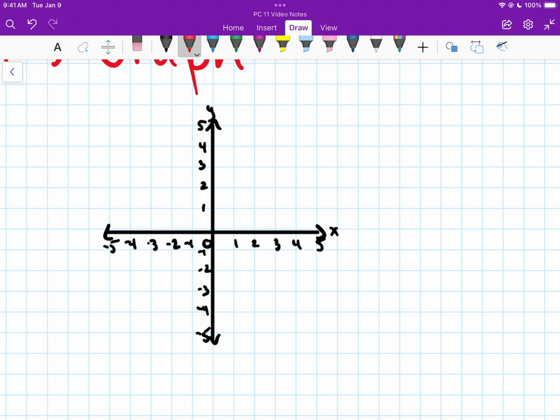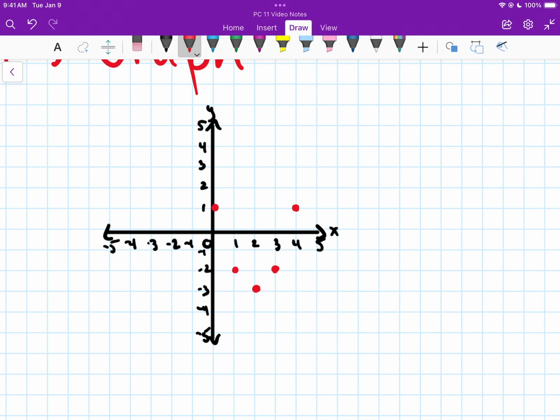Okay. And so if we take our points and start plotting them, we had 0 and 1. We had 1 and negative 2. We had 2, -3, 3, -2, and 4, 1. Those are our 5 points. And that gets us our parabola.